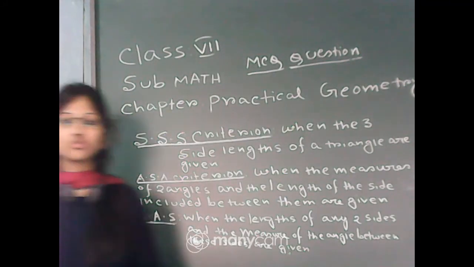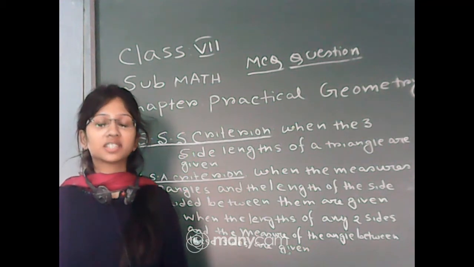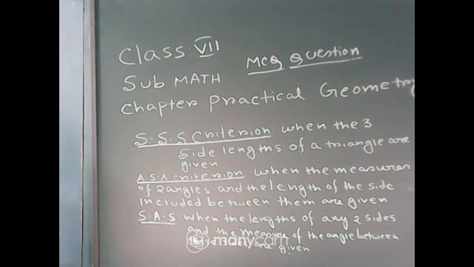Good afternoon, students. In the chapter Practical Geometry, we have discussed these cases to construct a triangle. SSS criterion: when the three side lengths of a triangle are given, that is side-side-side criterion.